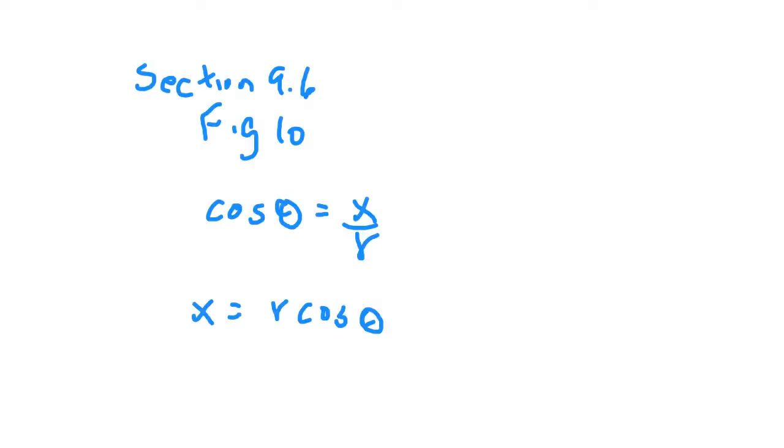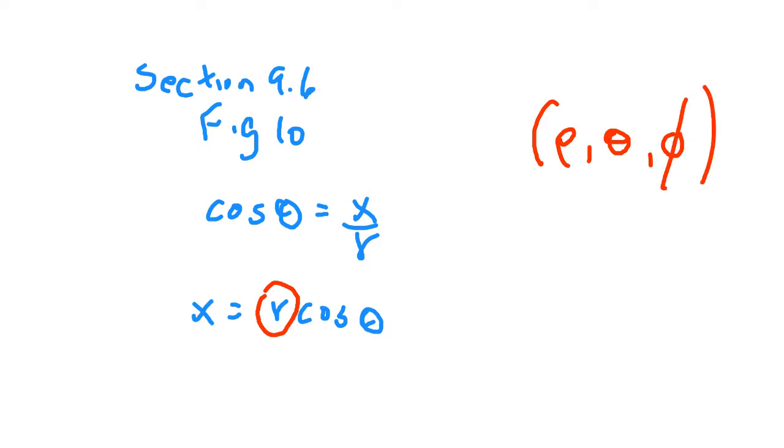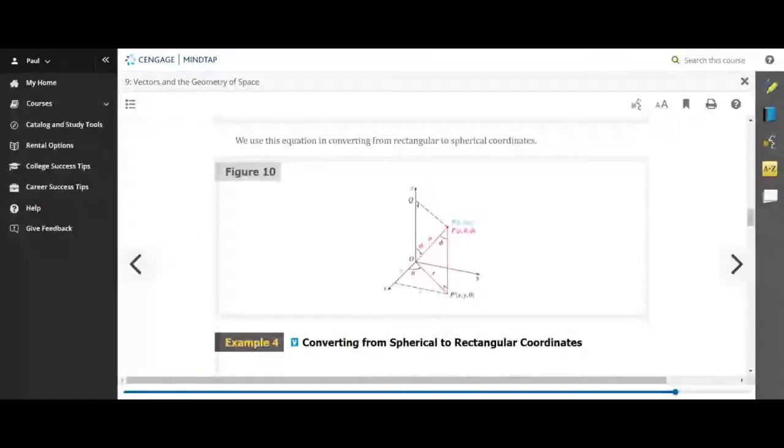Now, we're happy with cosine theta, but the radius r, I mean the spherical coordinate, is given by rho, theta, and phi. So I'd like to find out what the radius r is in terms of these spherical coordinates. For that, we go back to the picture, back to figure 10.